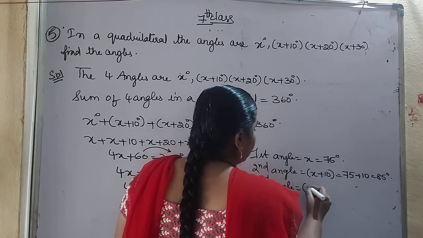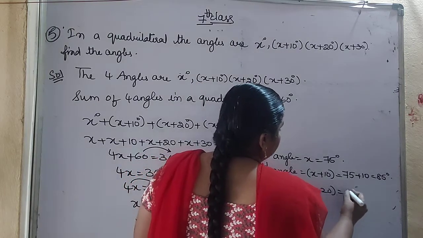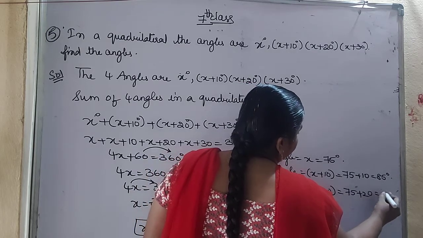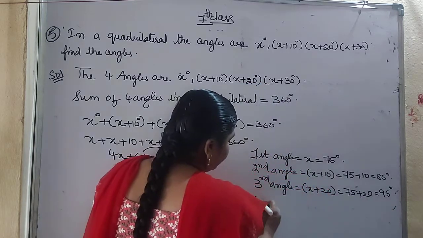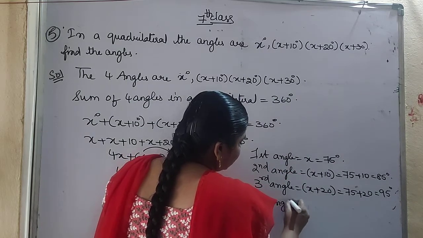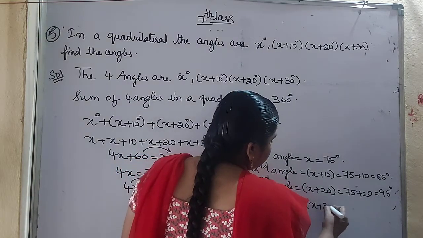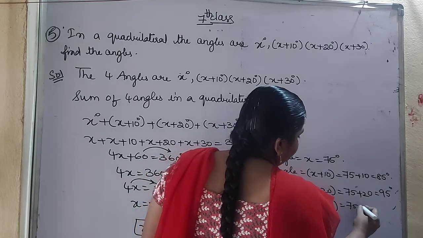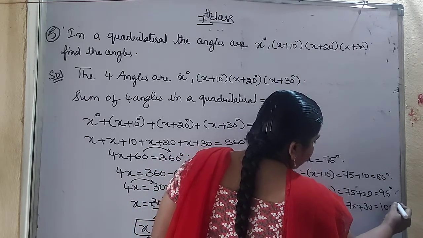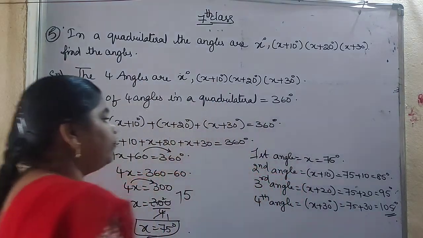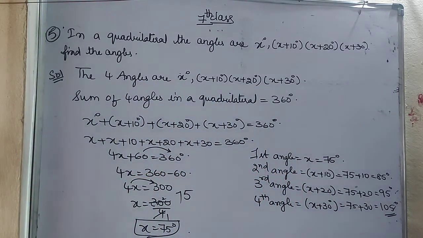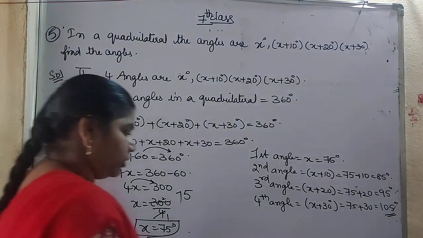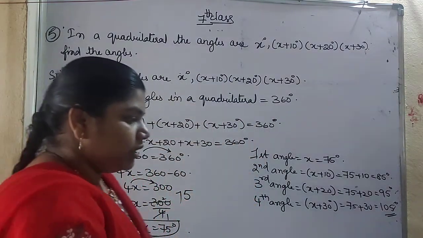Third angle is x plus 20. So that will be 75 plus 20, that will be equal to 95 degrees. Fourth angle is x plus 30 degrees. That is 75 plus 30, which will be equal to 105 degrees. So what are the four different angles here in a quadrilateral? That is 75, 85, 95 and 105 degrees. So this is our fifth solution. Next is the sixth one.